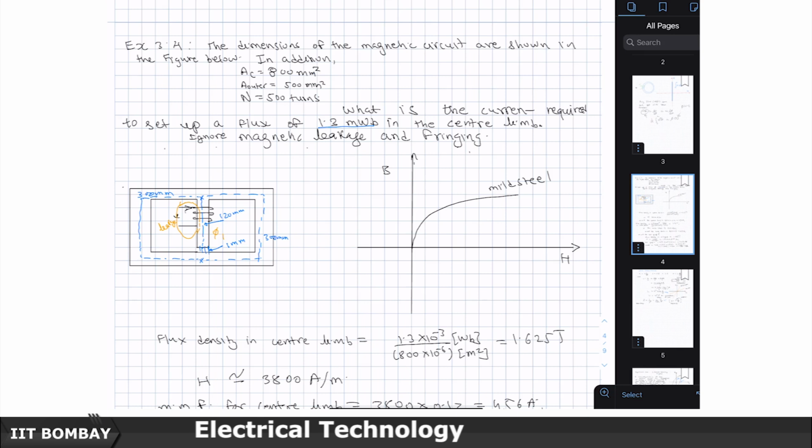Now, a BH curve of a mild steel, let us say this is made up of mild steel, then the BH curve would look something like this. In fact, it is really symmetric like this. So, it will have a symmetrical situation like this.